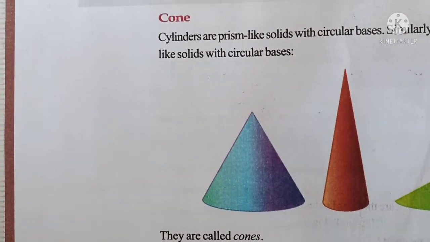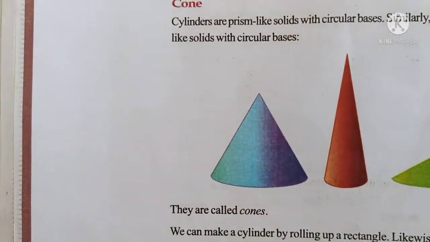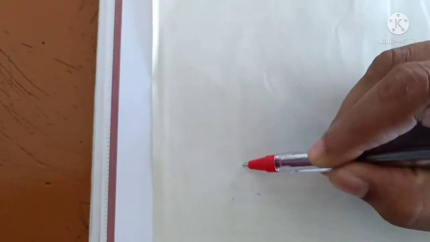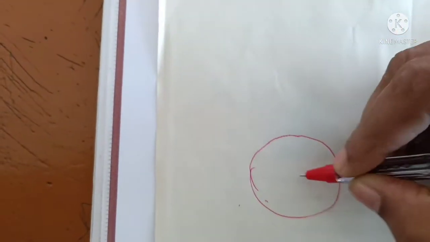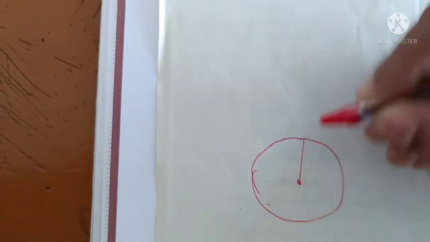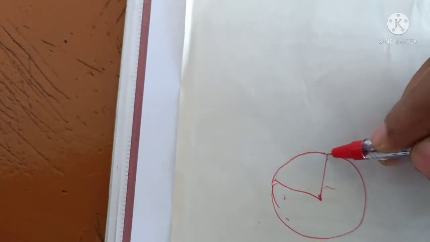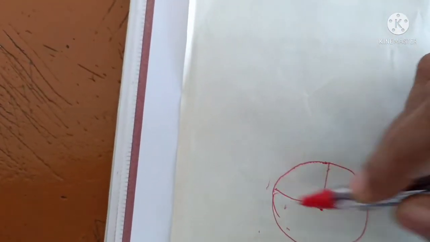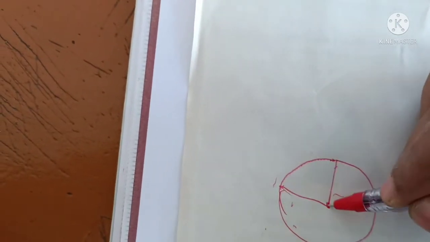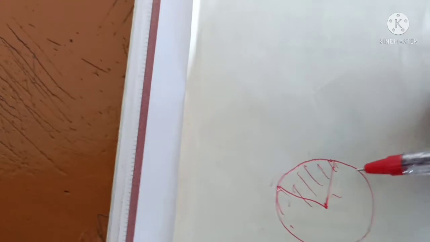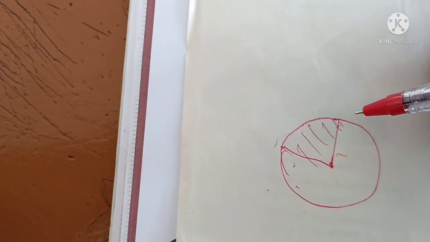Do you remember sector? What do you mean by a sector? Sector means it is an area enclosed between two radii and an arc. Two radii and an arc form a sector. This one is a sector. And if we roll up a sector, we get a cone.